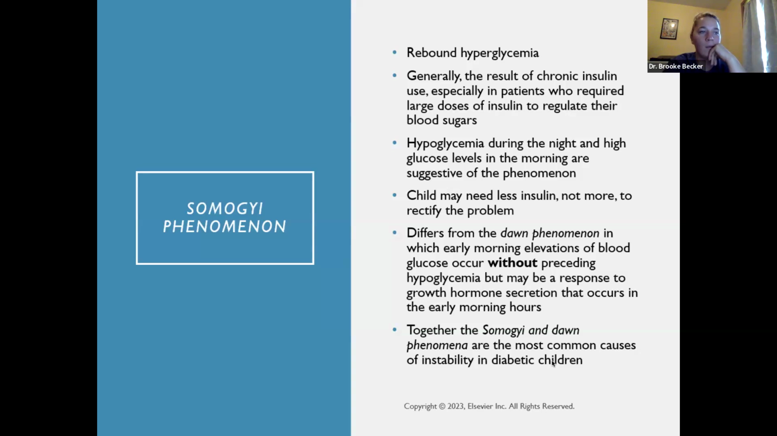And then there's also something called the dawn phenomenon, which means that you wake early in the morning with high blood glucose, and you didn't have the low glucose before. So both of these are really common in kids, and they're more common in kids who are kind of unstable in managing their diabetes.